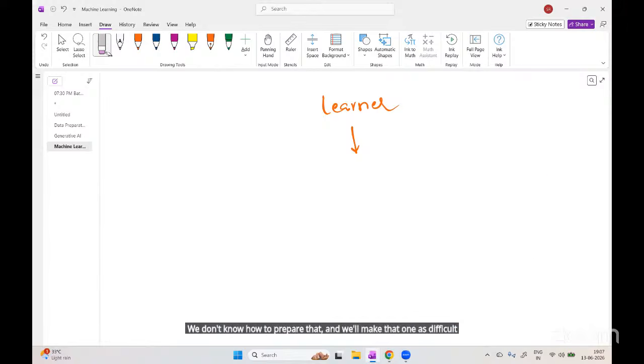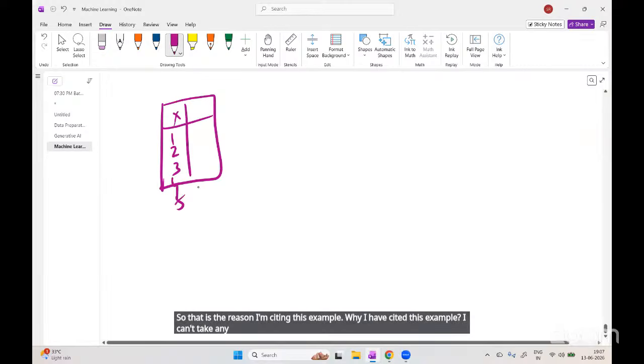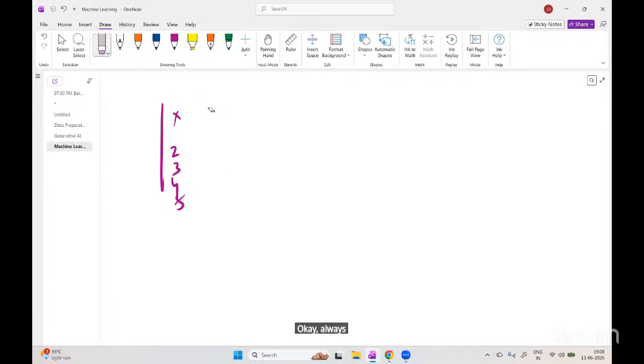So as a learner, where do you have to start? Simple examples. That is the reason I'm selecting this example. Why have I selected this example? I can't take any different big numbers or all these examples. Why have I started with this one? Easy to understand. Always start with an easy example to understand. Later you add something. Finally, the concept will remain the same only, na?